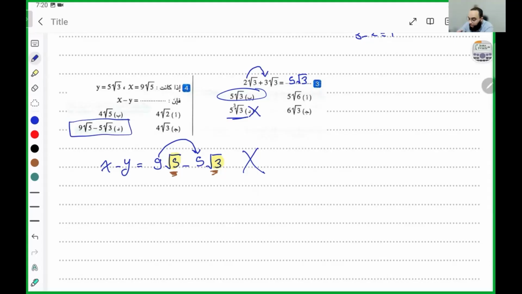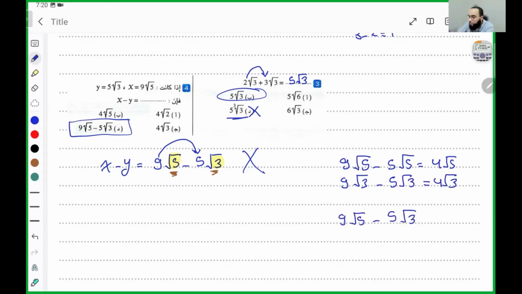Okay. Then, if you have something like 9 root 5 minus 5 root 5, this is correct, 4 root 5. And 9 root 3 minus 5 root 3, also it's correct, 4 root 3. But if it is 9 root 5 minus 5 root 3, they are different roots, then we cannot add or subtract them. They stay themselves. Then it's 9 root 5 minus 5 root 3, the same.